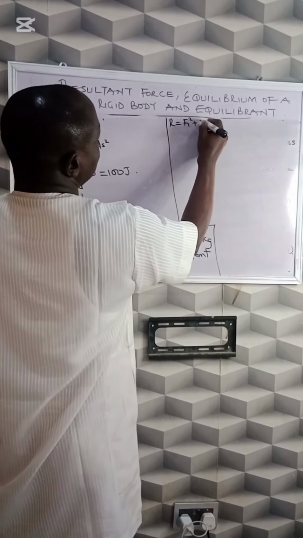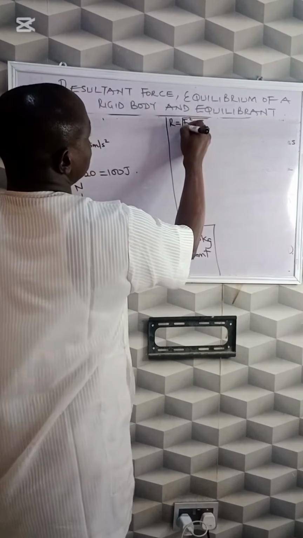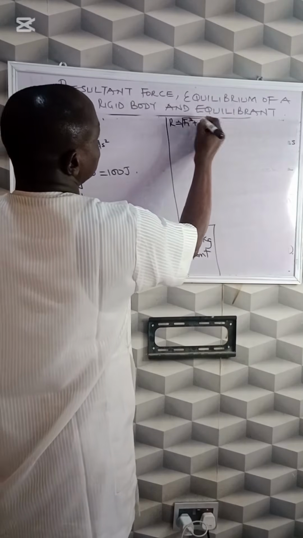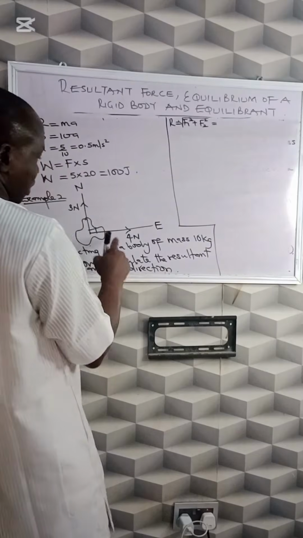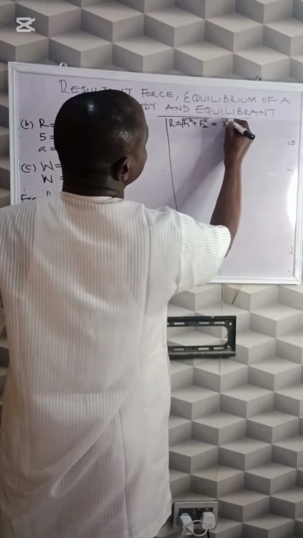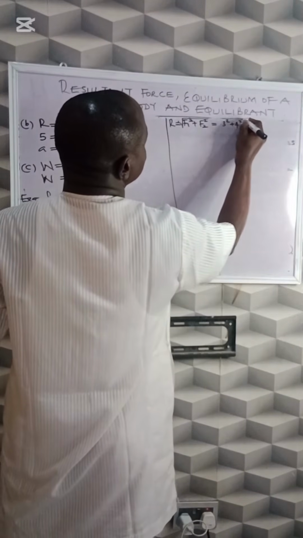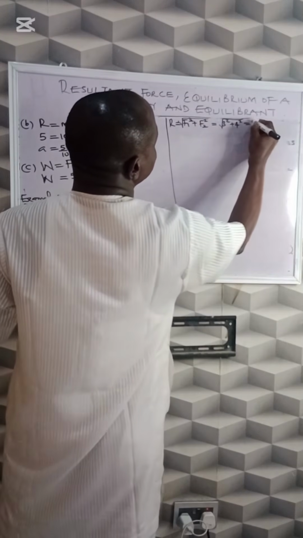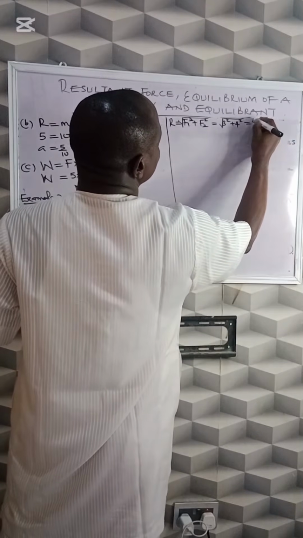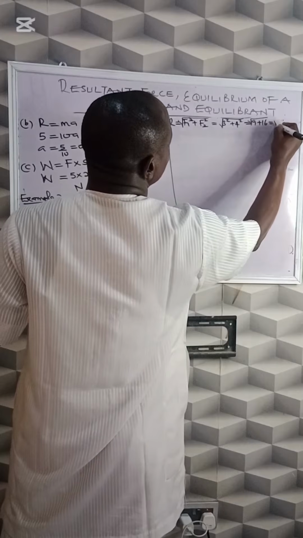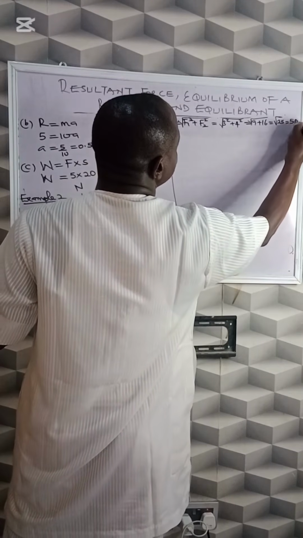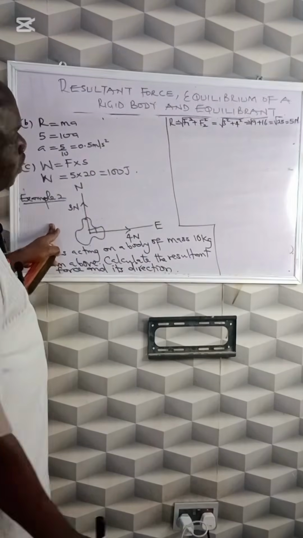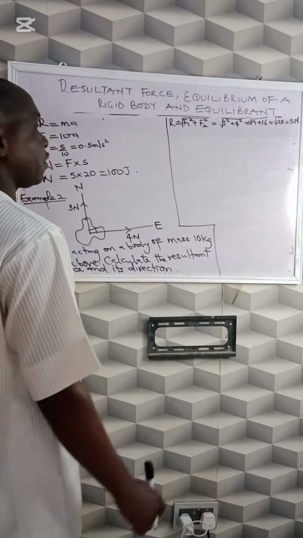The square root of F1 squared plus F2 squared. We'll say F1 is 3 Newton. The square root of 3 squared plus 4 squared. This will be the square root of 9 plus 16. This is the square root of 25. So the answer is 5 Newton. So we have gotten the answer to be 5 Newton.